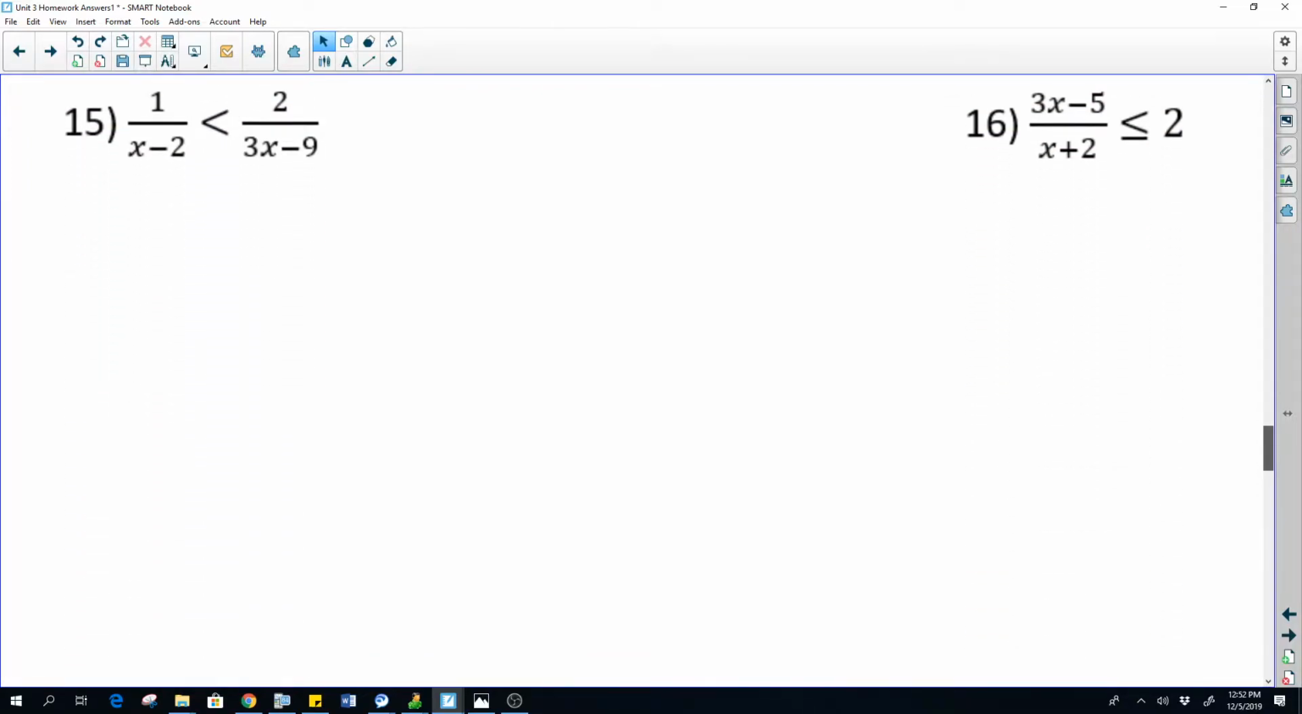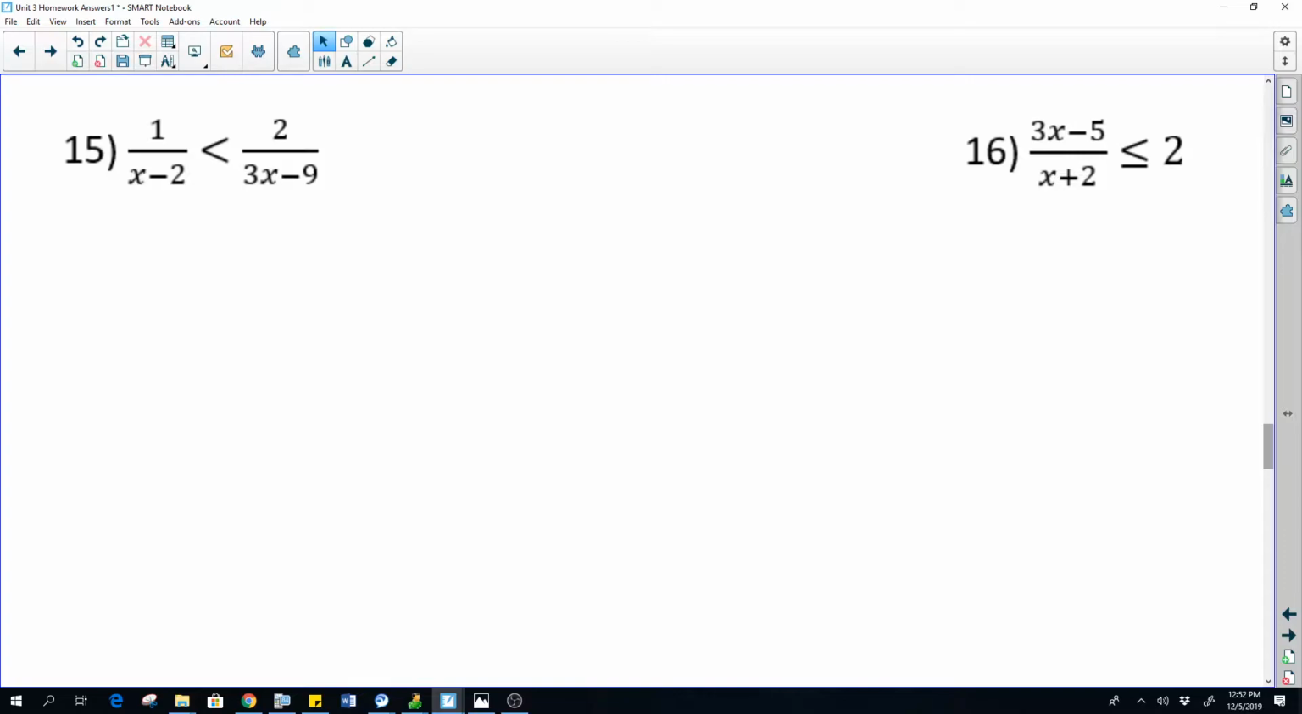So I wonder about something like 15. That looks intense. So I have an answer key to see if we do it right. Let's see if we get this one right for number 15. Okay, let's give this one a try. First we're going to get everything on the same side. So we are going to minus the 2 over 3x minus 9 on both sides. Excellent. So this becomes a 0.